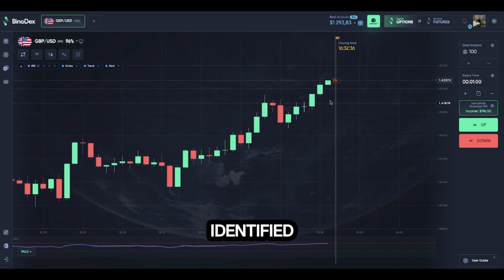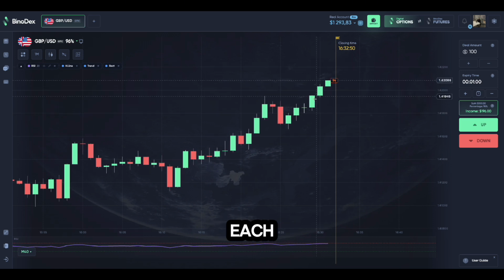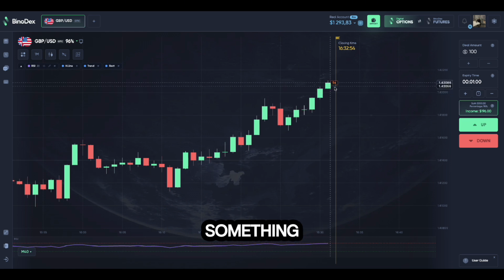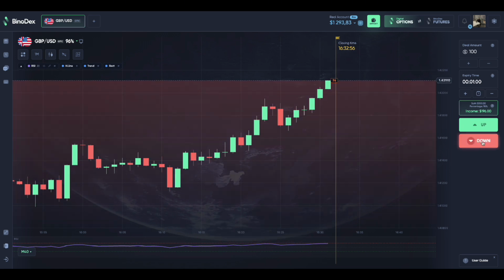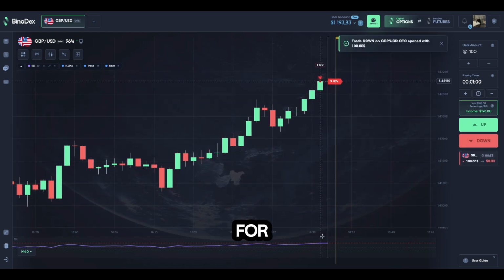Alright, I've identified the next perfect opportunity to open our trade. I think we should wait for this current candle to close, and then we can open a 1 minute $100 trade for a decrease. And even if you look at the candles now, each one is getting smaller and smaller. So at the last moment, something decided to go up. Alright, we wait 3 seconds and open a trade for a decrease. So we open a trade for a decrease.